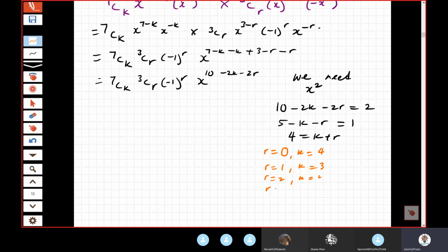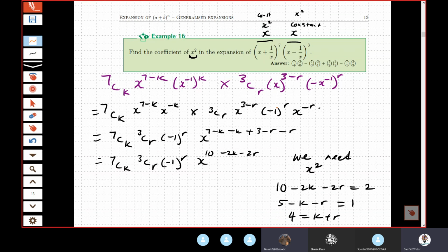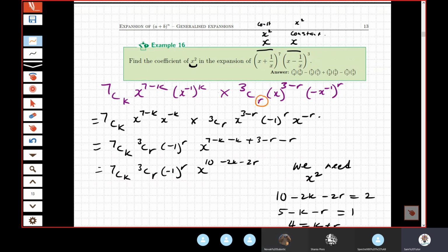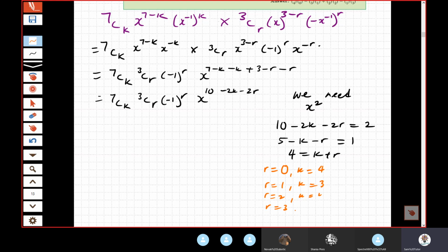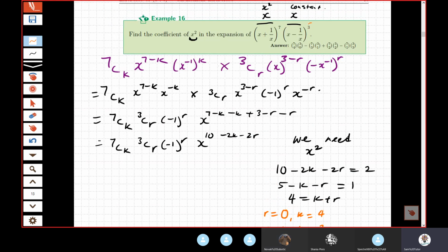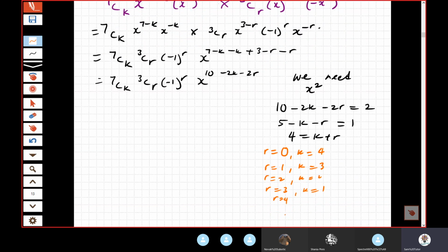R equals 3. Think about it. Don't forget what r is. R is this guy here. Right? So r is equal to 3, k is equal to 1. Can you get r is equal to 4? No, because you can't do 3 choose 4. It's not possible. You only have a power of 3, so you can't go power of 4. So you're done. Those are all your 4 cases. Now it's just a matter of you subbing it in.